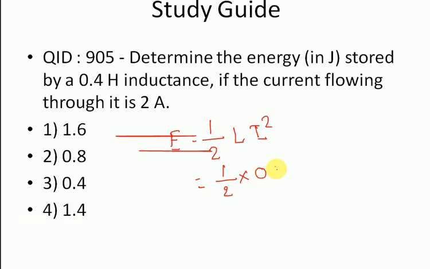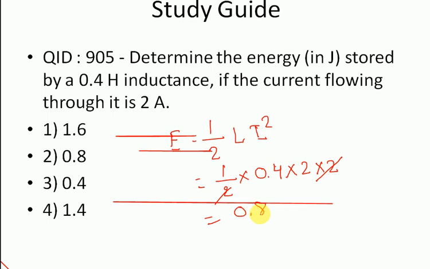L is 0.4 multiplied by I square, that is 2 into 2. Now I will eliminate this 2. Now 0.4 into 2, that is 0.8. So the energy stored in the inductor will be 0.8 joule.